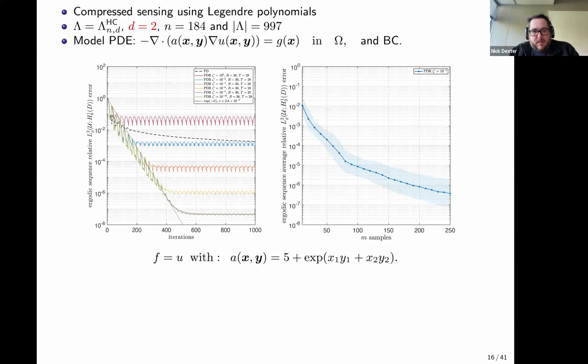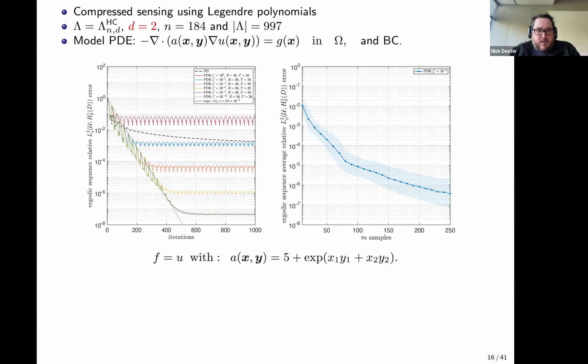simple 2D example. And on the left, you can see the ergodic sequence relative L2 error with respect to the number of iterations. And then on the right, you can see the error with respect to the number of samples. So I think we fixed here 20 or so samples and then ran this problem multiple times. That's where you see the envelope for the standard deviation.